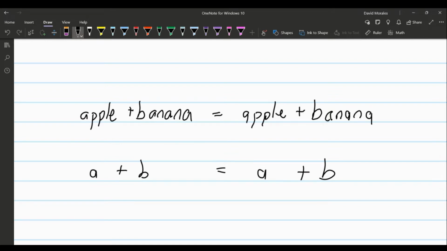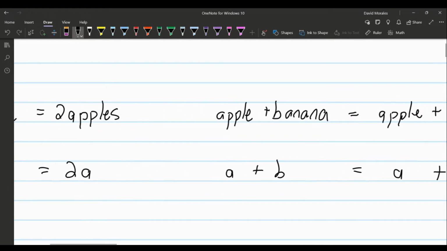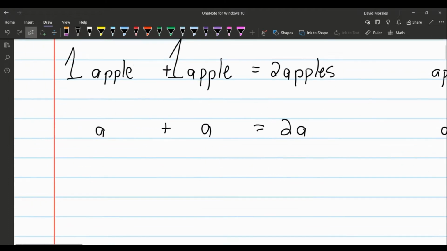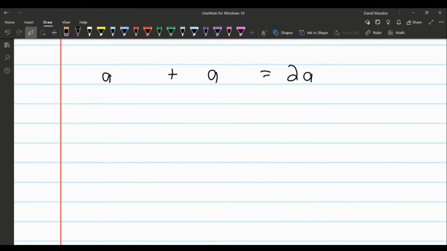Can't put them together. So it has to be the same letter for us to put them together. They're like terms. And if it doesn't have any letters, that's also like terms. So if I had 3 plus 4, that's 7. Okay. But you already knew that. So if I had 3 plus 3a, then they're not like terms because this doesn't have any letters next to it, and this does. Okay. Can't put them together. I can only put them next to each other.